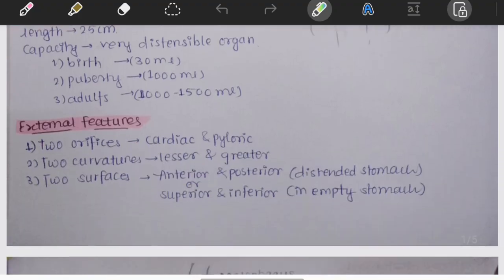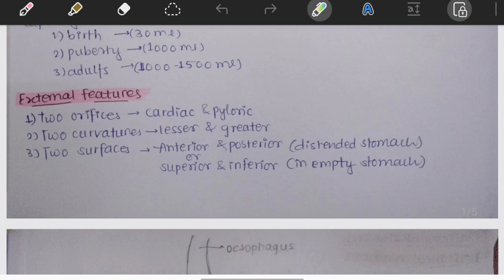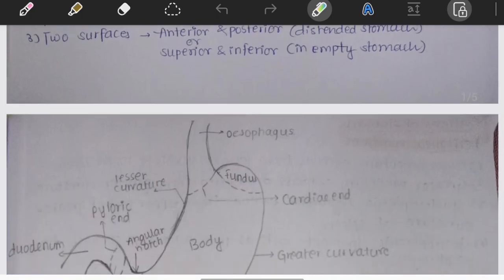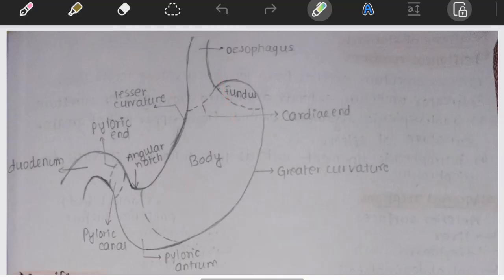Now we are entering the section that university examiners love. If someone asks, describe the external features of the stomach, you should immediately think: two orifices, two curvatures, and two surfaces. Let's understand the orifices. The two are the cardiac and the pyloric. The cardiac orifice is where the lower end of the esophagus joins the stomach. So food enters through the esophagus, then the cardiac orifice, and then the stomach. And the pyloric orifice is now at the opposite end.